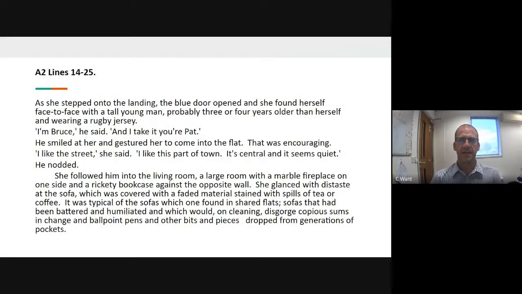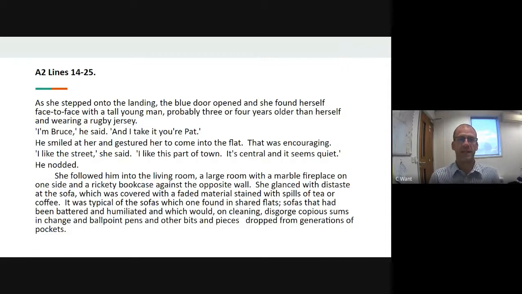As she stepped onto the landing, the blue door opened and she found herself face to face with a tall young man, probably 3 or 4 years older than herself, and wearing a rugby jersey. So let's take that. Firstly, you might pick out that phrase or the adjectives tall and older, and you might make your first point. Firstly, Pat might be feeling nervous or, what should we say, intimidated because Bruce is taller than her and older than her. Put your quotation in there, and you've got that important word, because.